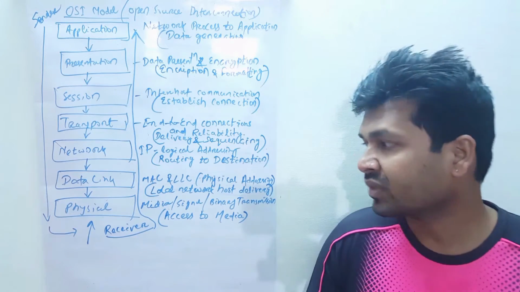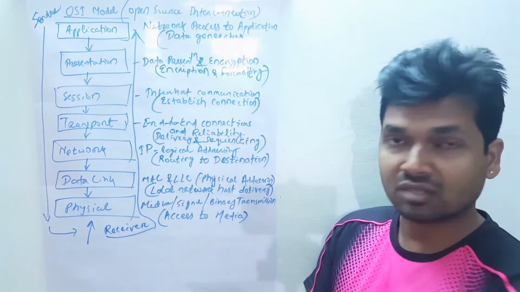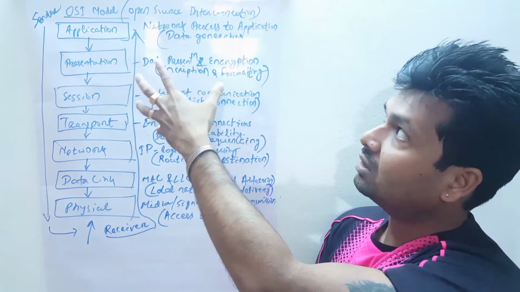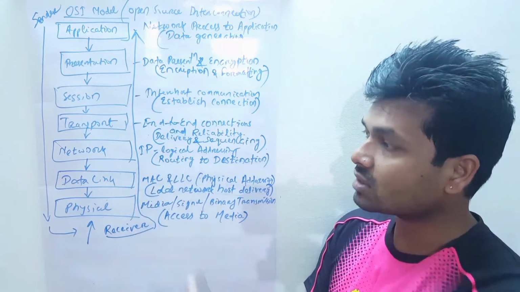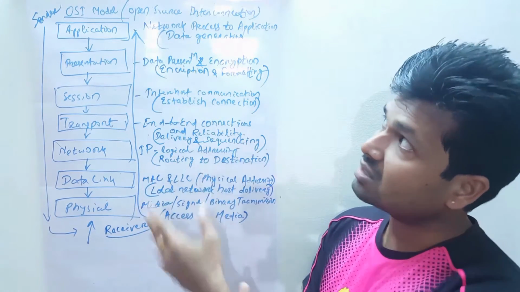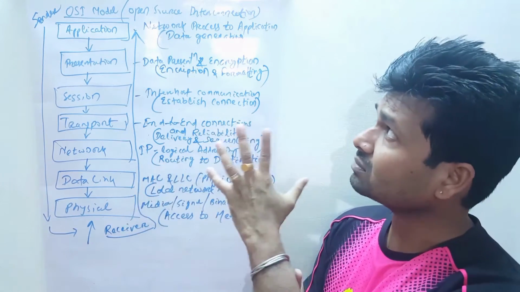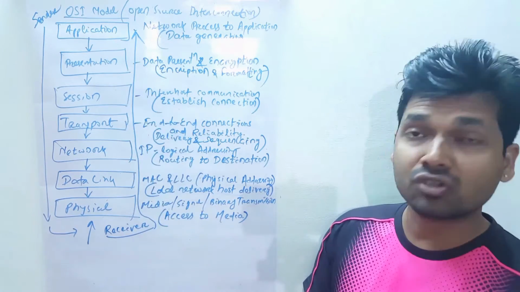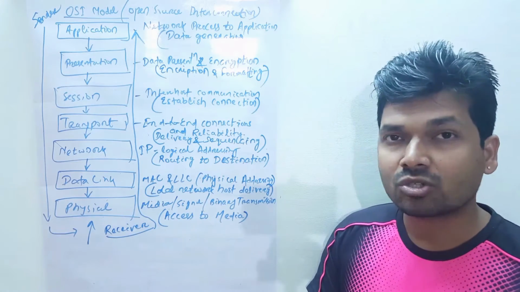Today we are going to discuss the OSI model, which is very important and basic to understand. We'll understand how the sender sends the information, what layers the process travels through, and how the receiver gets the information. We'll discuss the basic Open Systems Interconnection model, all the layers, and the function of each layer. So let's start.